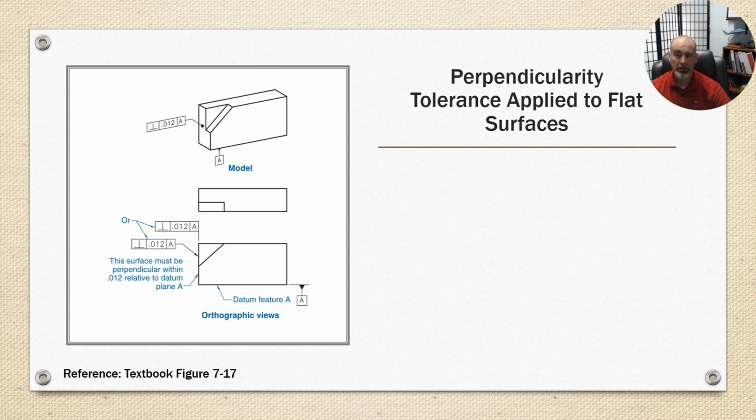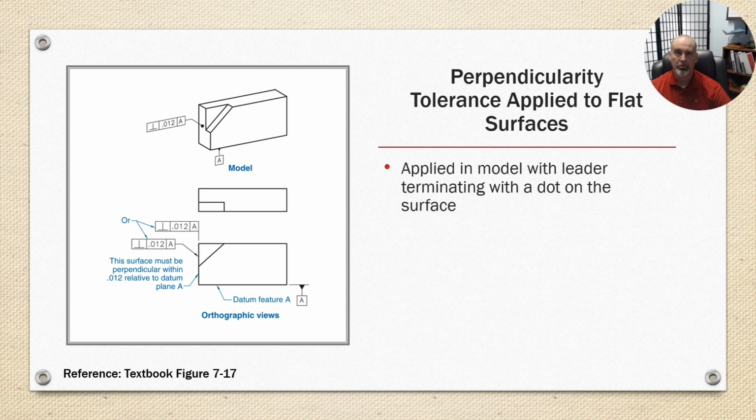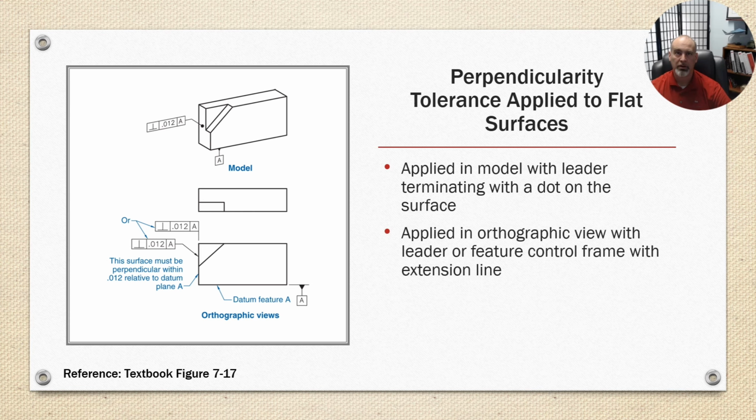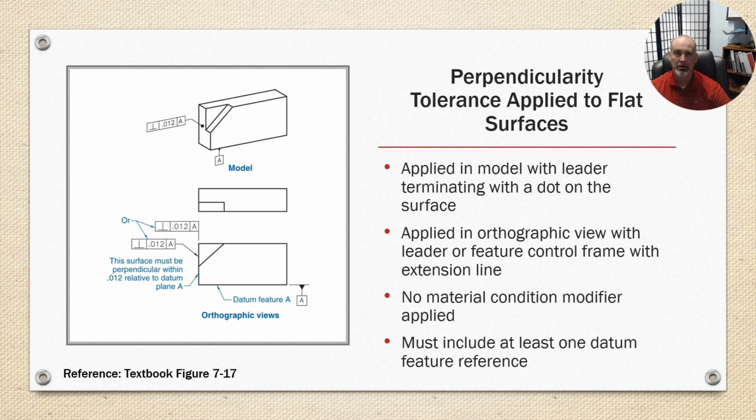Okay, perpendicularity tolerance applied to flat surfaces. Applied in the model with a leader terminating with a dot on the surface. Applied in orthographic view with a leader or feature control frame with extension line. And no material condition modifier applied. And must include at least one datum feature reference.